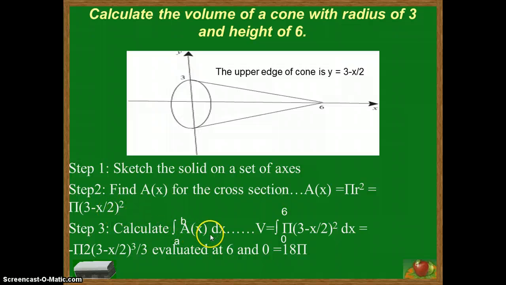and calculate the integral of A of x dx, so the volume would be the integral from 0 to 6 of pi times (3 minus x over 2), that's our radius, squared. When we do that and evaluate it from 0 to 6, we get 18 pi. Amazingly enough, the formula for the volume of a right circular cone is 1/3 pi r squared h. So if you take 1/3 pi times 3 squared times 6, I believe you will get 18 pi.